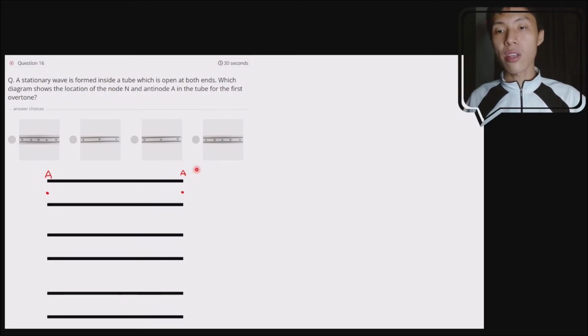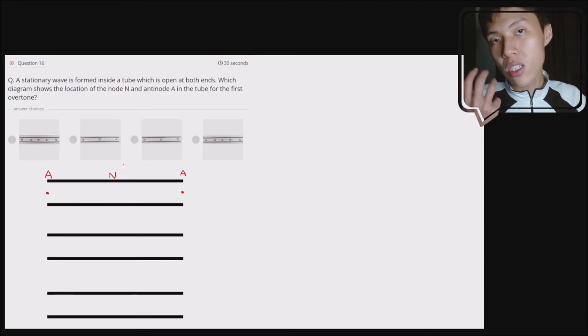So you know that both ends here should be an antinode, but an antinode and an antinode cannot be side by side. In order for it to be logical, you need to introduce a node in the middle. Okay, so this will be the simplest wave that you can produce in an open pipe for now.